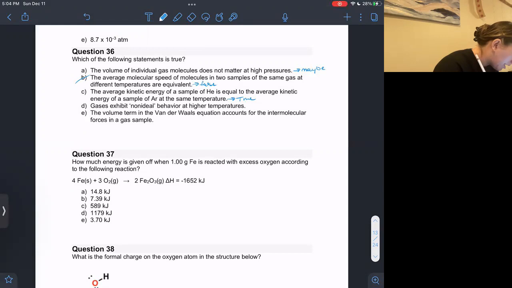D: gases exhibit non-ideal behavior at higher temperatures. That's false. They exhibit ideal behavior at higher temperatures. In order to make something a gas, you heat it up, and at higher temperatures it's going to keep on acting like a gas. So I think this is false. E: the volume term in the van der Waals equation accounts for the intermolecular forces in a sample. No, that is going to be the pressure one. So I think this is pressure.